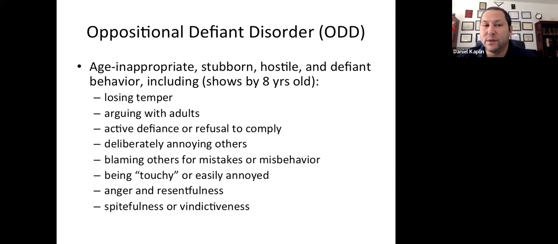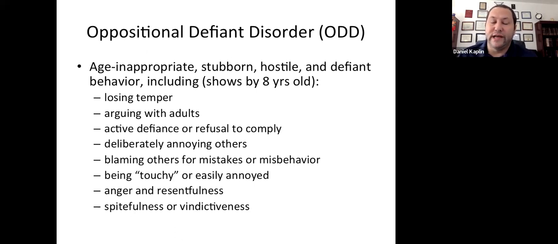Oppositional defiant disorder is deemed as when a child is behaving in an age inappropriate, stubborn, hostile, and defiant way. Usually we see symptoms by the age of 8 years old. The hallmark feature of oppositional defiant disorder is the inability to embrace an authority figure.